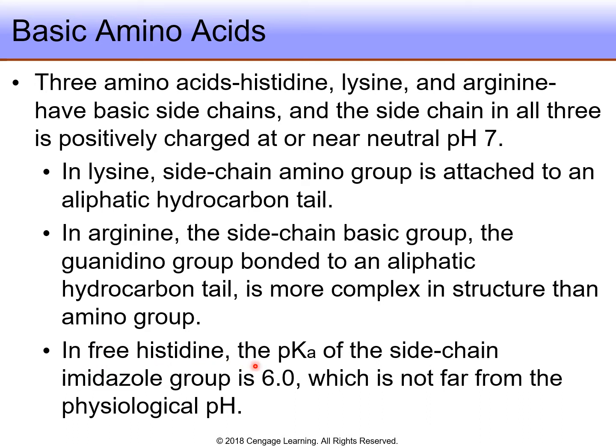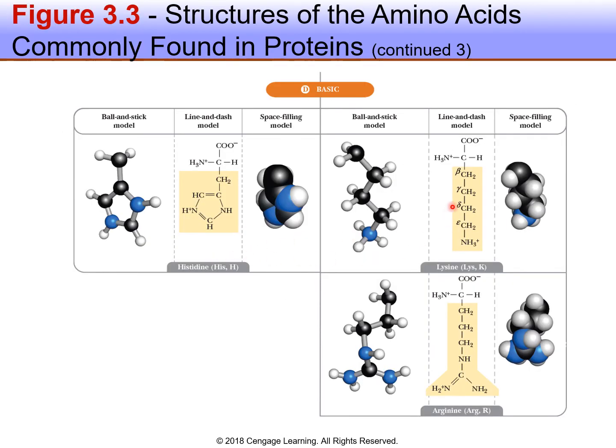Now, in free histidine, the pK of the side chain imidazole group is 6, which is not far from the physiologic pH. So that's why they say histidine is the only amino acid with buffering action at physiologic pH. Here, if we start with lysine, this is the alpha carbon, this is beta, gamma, delta, epsilon. So there is an amino group here, the second amino group. This is called the epsilon amino group to distinguish it from the alpha carbon amino group. Now, arginine has a guanidinium group, and histidine has the so-called imidazole group, as you can see here.